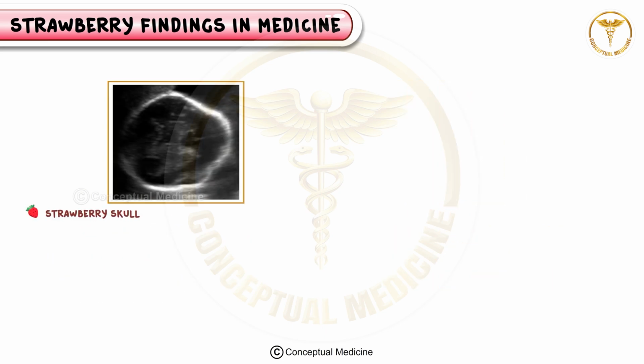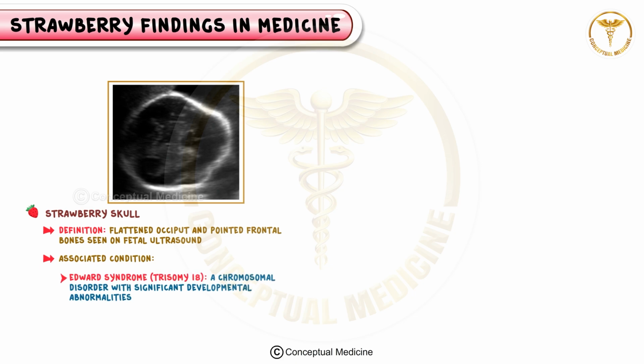Another fascinating finding is the strawberry skull, seen on fetal ultrasound as a skull with a flattened occiput and pointed frontal bones. This is associated with Edwards syndrome, also known as trisomy 18, a chromosomal abnormality. Patients with Edwards syndrome often have severe developmental delays, cardiac defects, and growth restriction, with a poor prognosis.